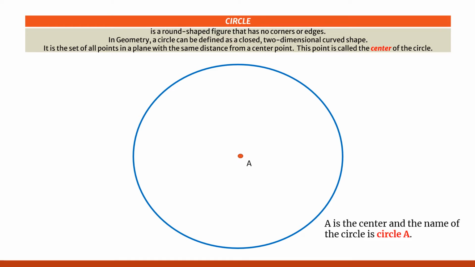A is the center and the name of the circle is circle A. Ibig sabihin yan, kung ano yung letter na gagamitin nyo dun sa center point, ayun ang magiging name of a circle. For example, ang ginamit mong letter ay J, so that is circle J. Kung halimbawa naman ang ginamit mong letter ay M, so that is circle M. So once again, kung ano yung letter na ginamit mo dun sa gitna, na magne-name ng point, yun ang magiging name ng circle.